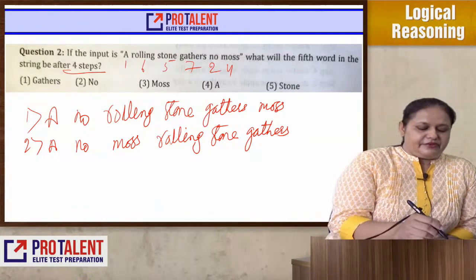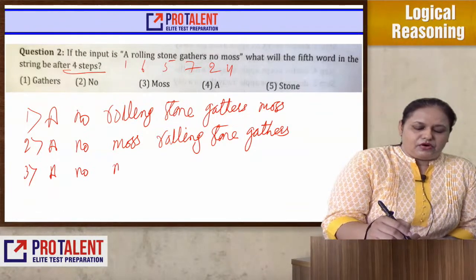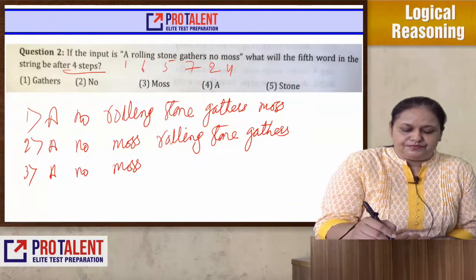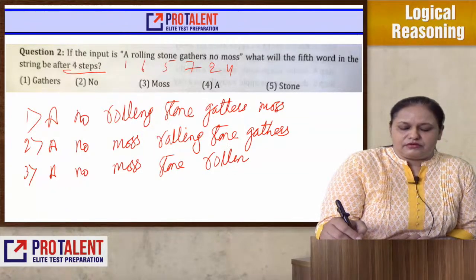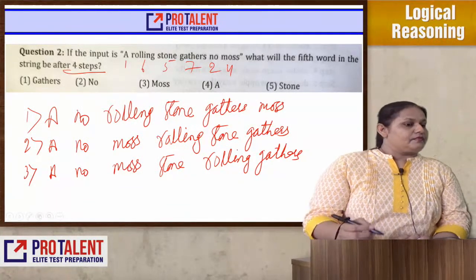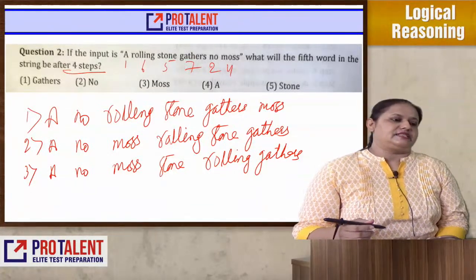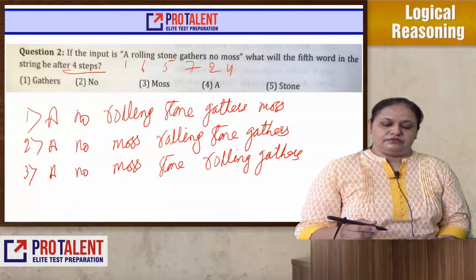Okay, then there will be a third step. A, no, moss. So now that is going to be stone, rolling, gathers. So what would be the answer? Gathers. Yes, correct. The answer is going to be, what will be the fifth word?